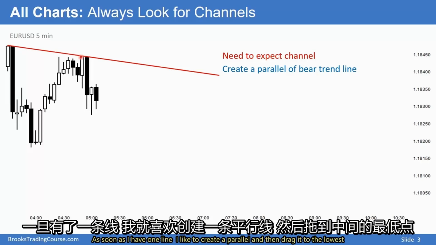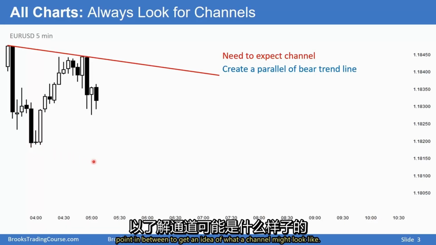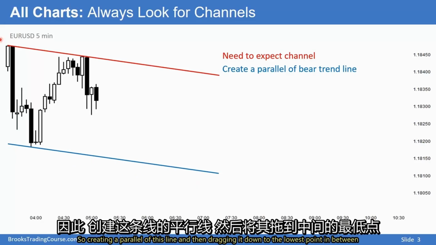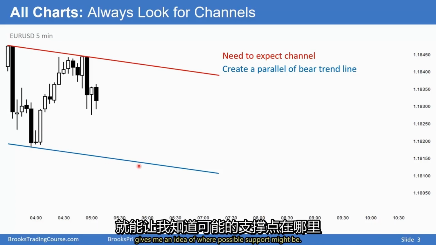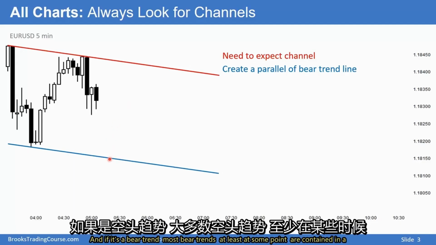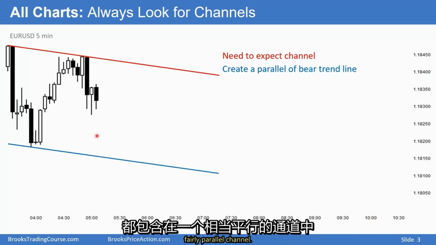As soon as I have one line, I like to create a parallel and then drag it to the lowest point in between to get an idea of what a channel might look like. In general, I'm looking initially for channels that are fairly parallel. So creating a parallel of this line and then dragging it down to the lowest point in between gives me an idea of where possible support might be. If this is a bear trend, and we go up and down, it will tend to find support at the bottom of the channel. And most bear trends, at least at some point, are contained in a fairly parallel channel.